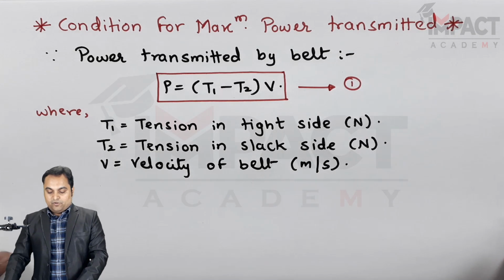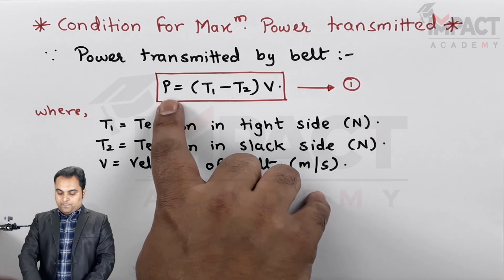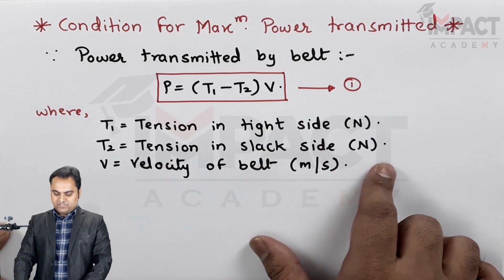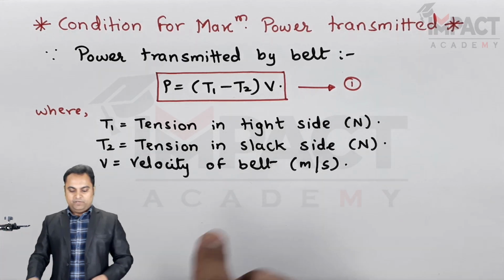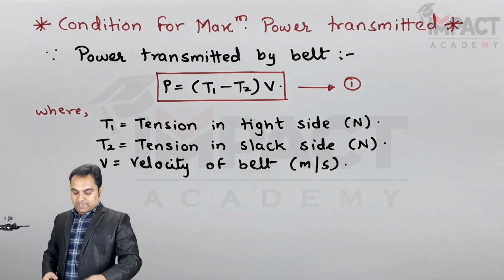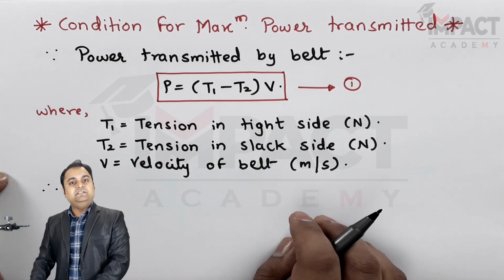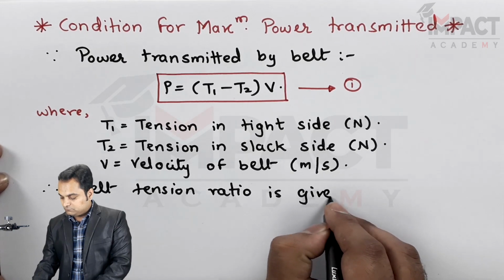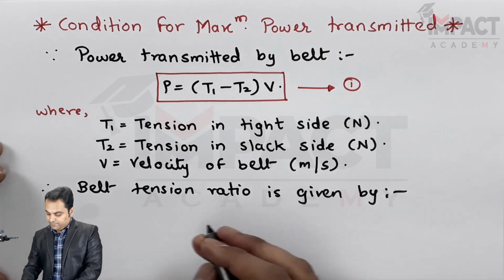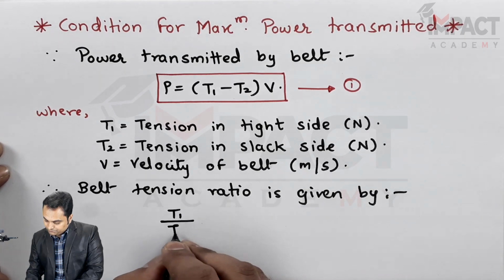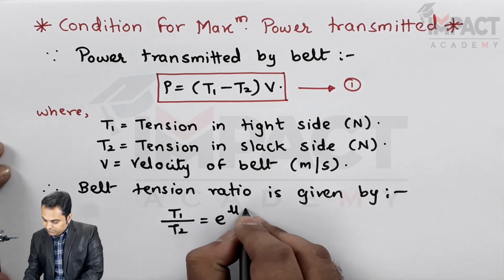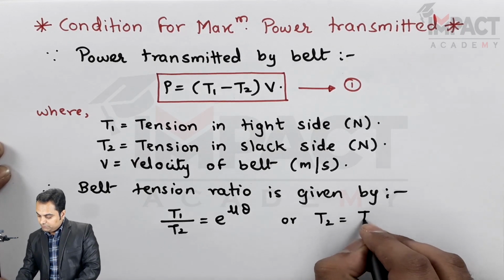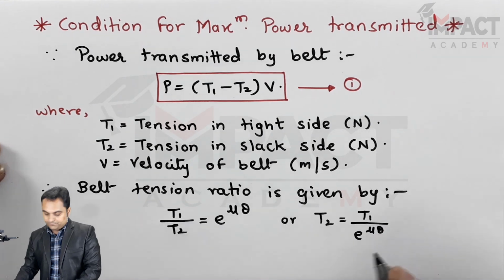Now, here this is the formula for power transmitted by belt, that is P is equal to (T1 minus T2) into V, where T1 is the tension in tight side, T2 is the tension in slack side, and V is the velocity of belt. Next, I'll write down the belt tension ratio, which is given by T1 upon T2 is equal to e raised to mu theta, or I can say T2 is equal to T1 upon e raised to mu theta.